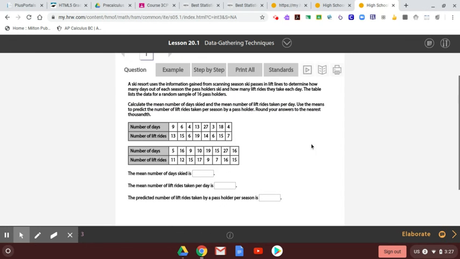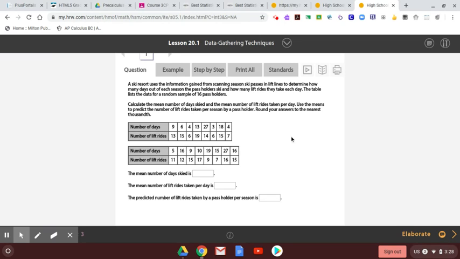So here's a question where we're given some data, and we ask some questions about it. It says a ski resort uses the information gained from scanning season ski passes and lift lines to determine how many days out of each season the pass holders ski and how many lift rides they take each day. The table gives the list for the random sample of 16 pass holders. And we're going to calculate the mean number of days skied and the mean number of lift rides, and we're going to use that to make predictions.